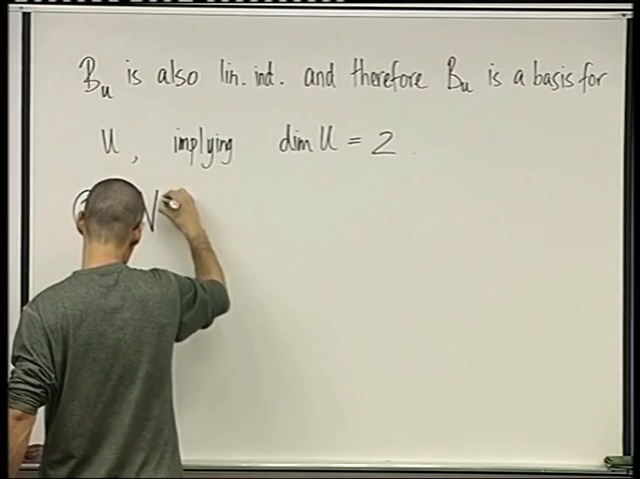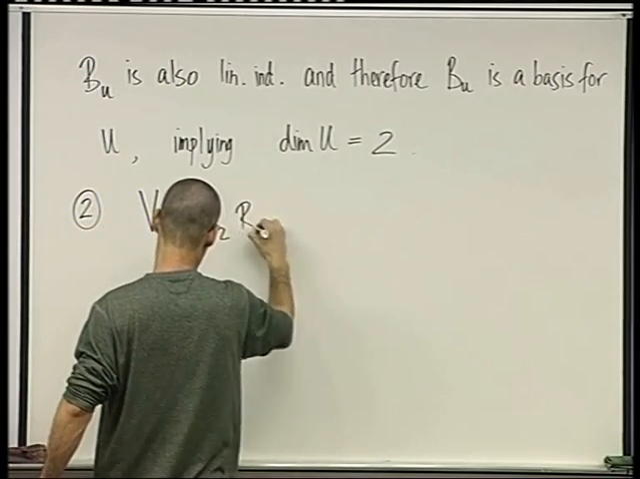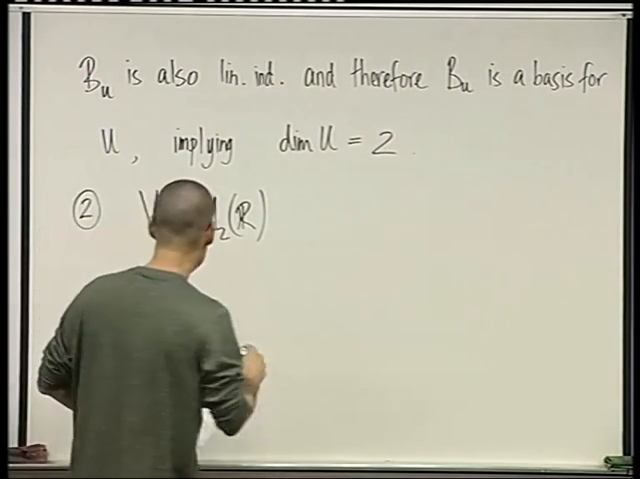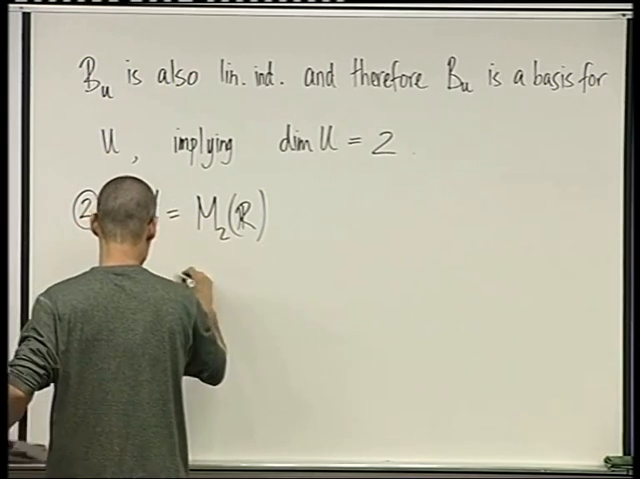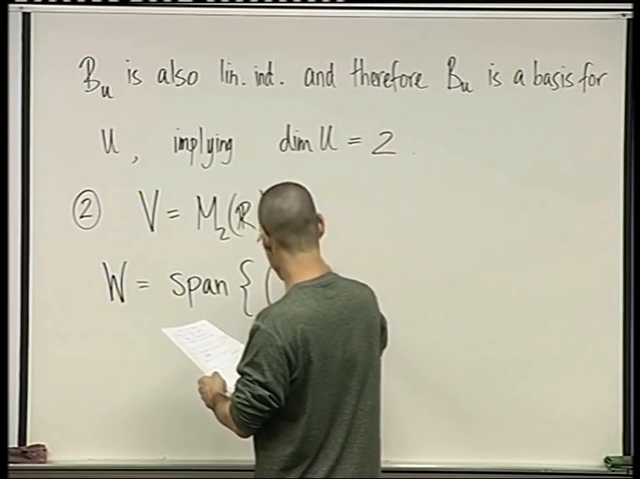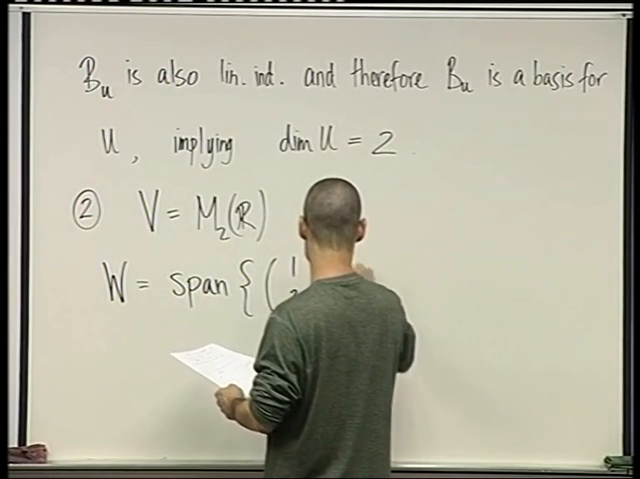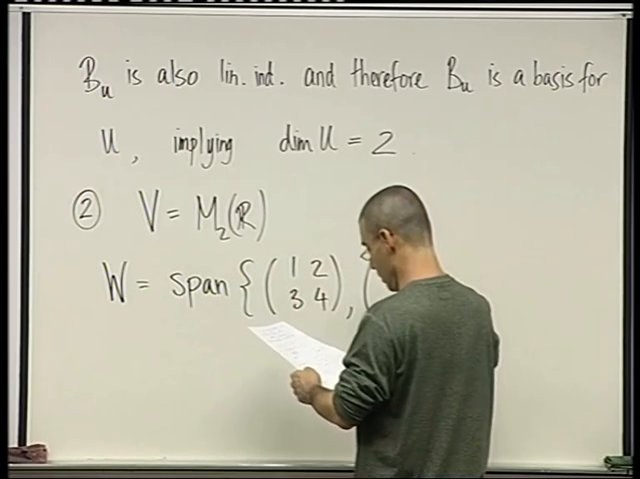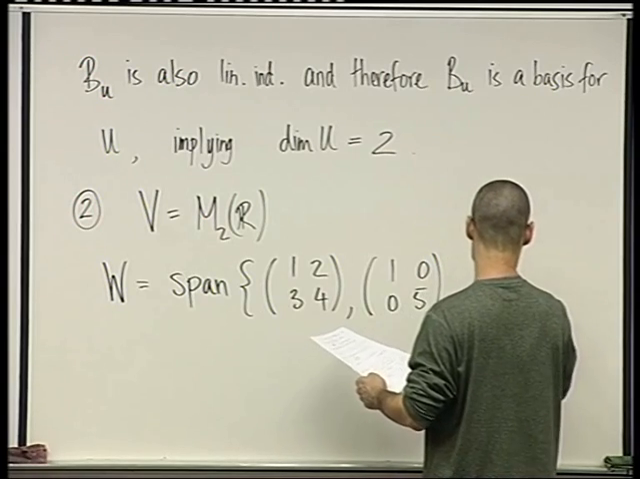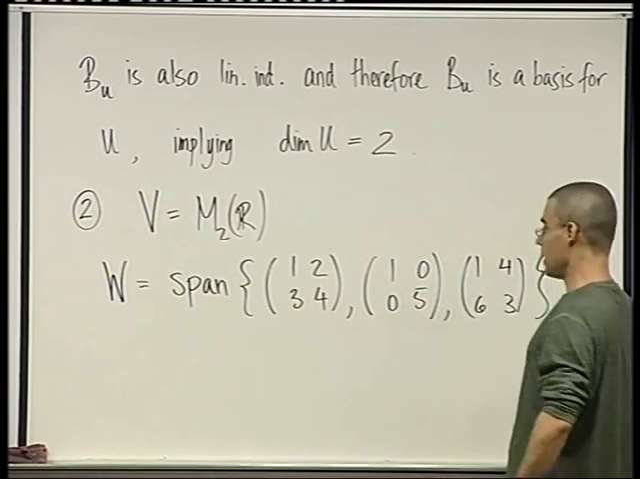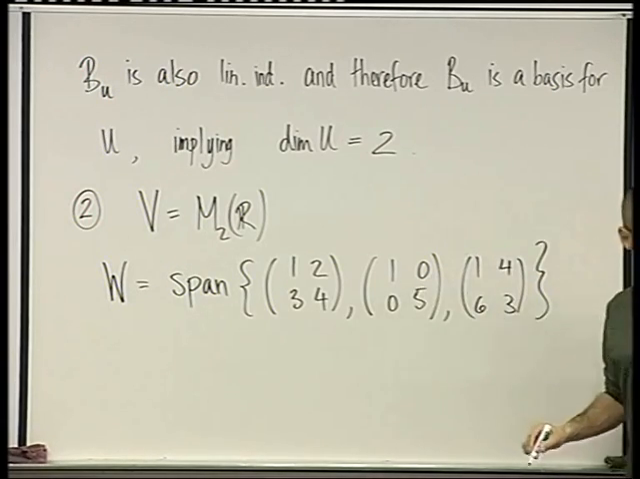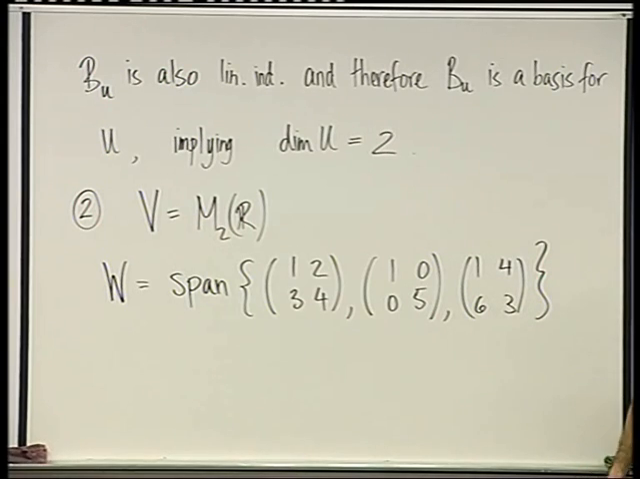Okay. Here's another example. Let's take V to still be the 2 by 2 matrices over R, the same ambient vector space. And let's take W to be the span of 3 matrices: [1, 2; 3, 4], [1, 0; 0, 5], and [1, 4; 6, 3]. So W is the span of these 3 matrices, namely all the linear combinations of these 3 matrices.